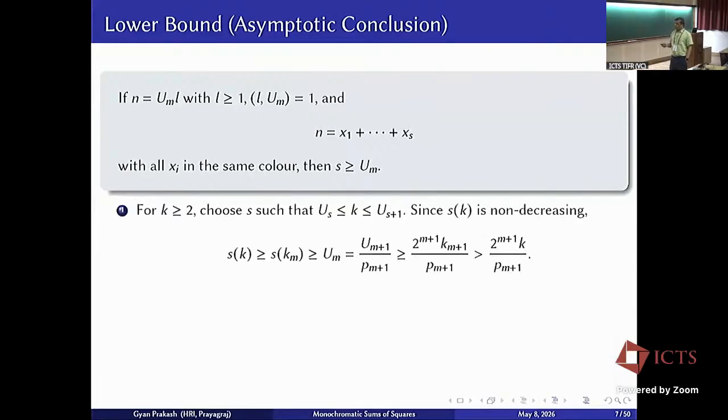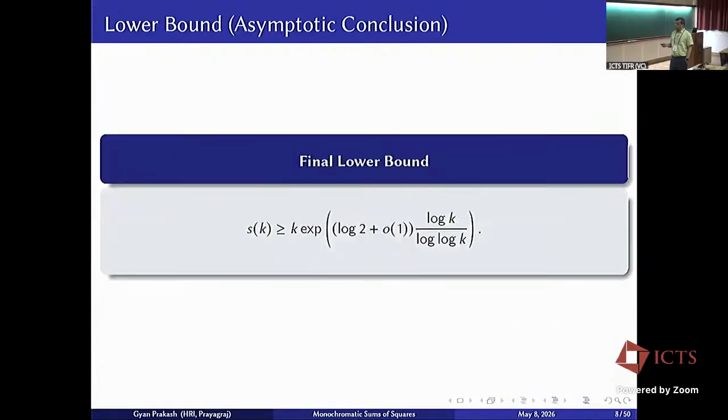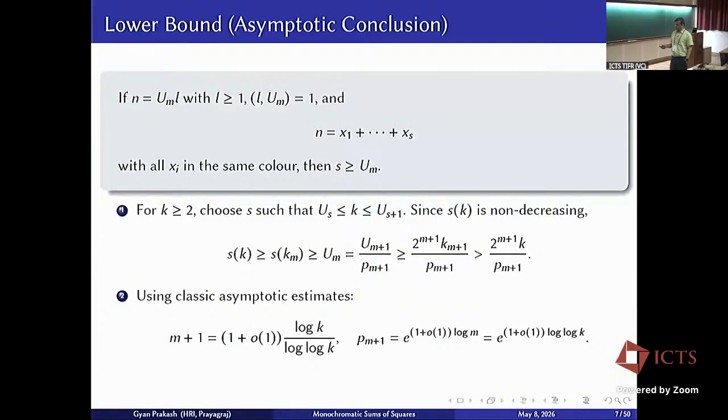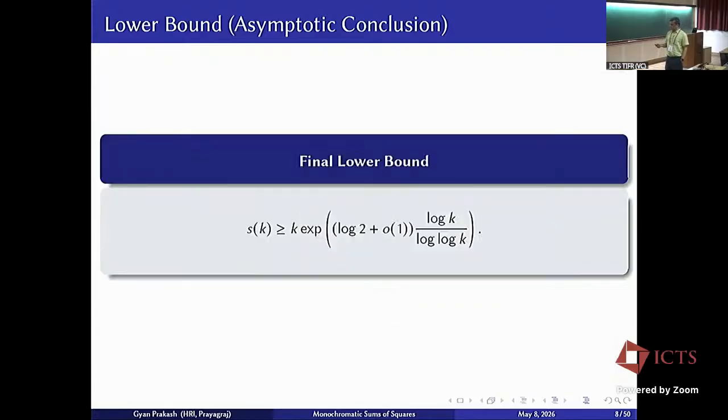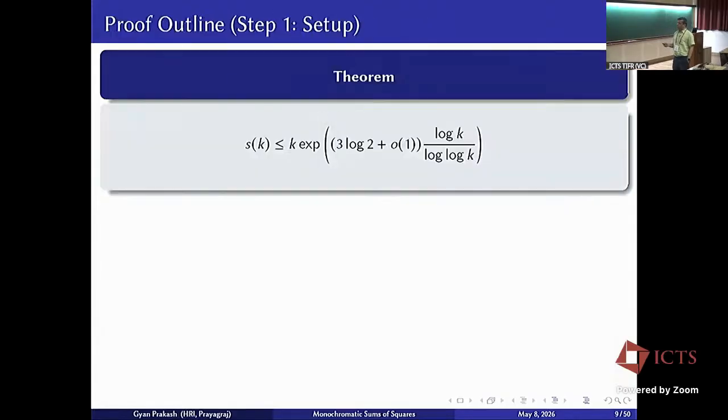So when you do that, then you use some elementary asymptotics, how the mth prime behaves and things like that. And then what you get is this lower bound. So, okay, so now let us see how we are going to attack and understand this problem.